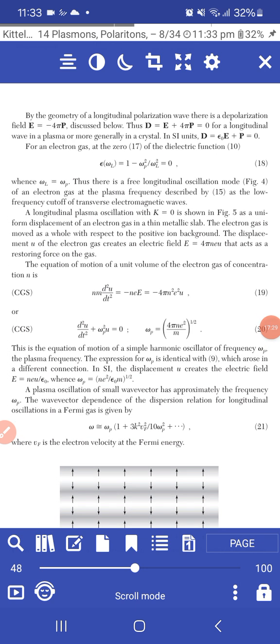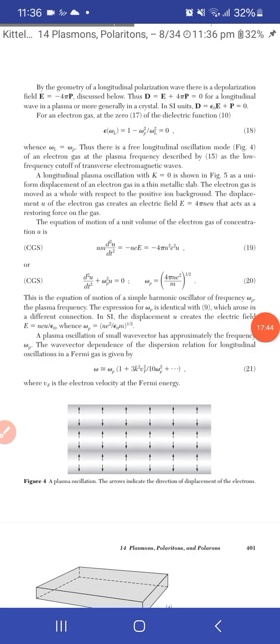Read this line: thus there is a free longitudinal oscillation mode in figure 4 of the electron gas at the plasma frequency, described in 15 as the low frequency cutoff of transverse electromagnetic waves. See this. A longitudinal plasma oscillation with k equal to 0. Let us go with all this at k equal to 0. So first, figure 5 shows a uniform displacement of the electron gas in a thin metallic slab.